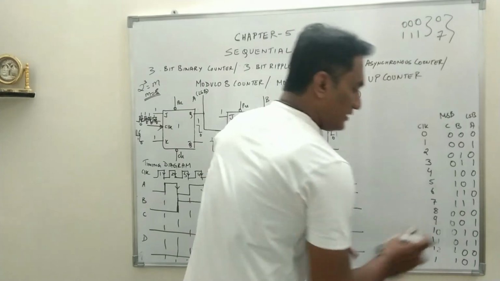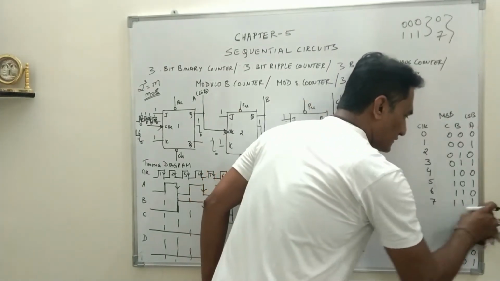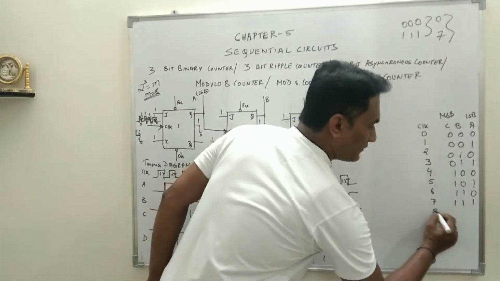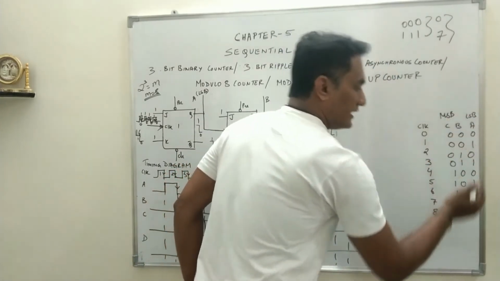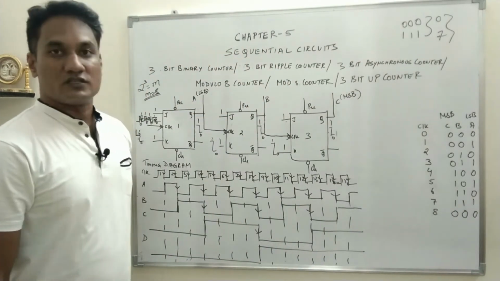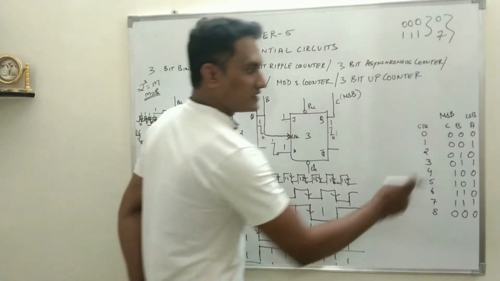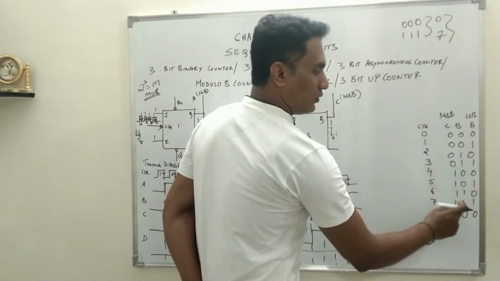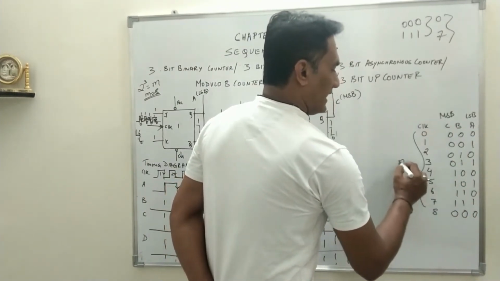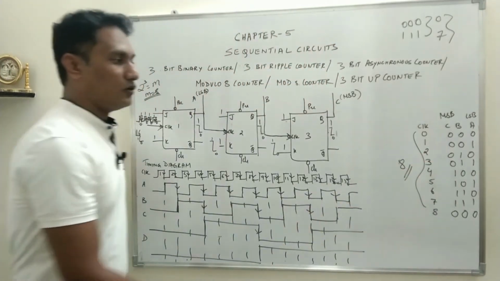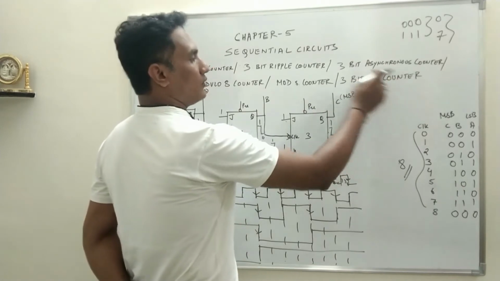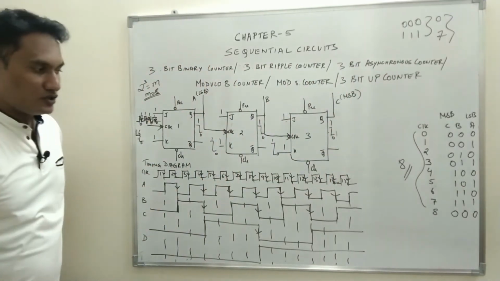At the end of the 7th clock pulse, the state of the circuit will be 1 1 1. At the end of the 8th clock pulse, the circuit will again go back to its initial condition, that means it will be 0 0 0. So the total number of discrete states, from 0 0 0 to 1 1 1, is 8. Therefore it is called a modulo 8 counter, mod 8 counter, or 3-bit up counter, or whatever name you have to specify.